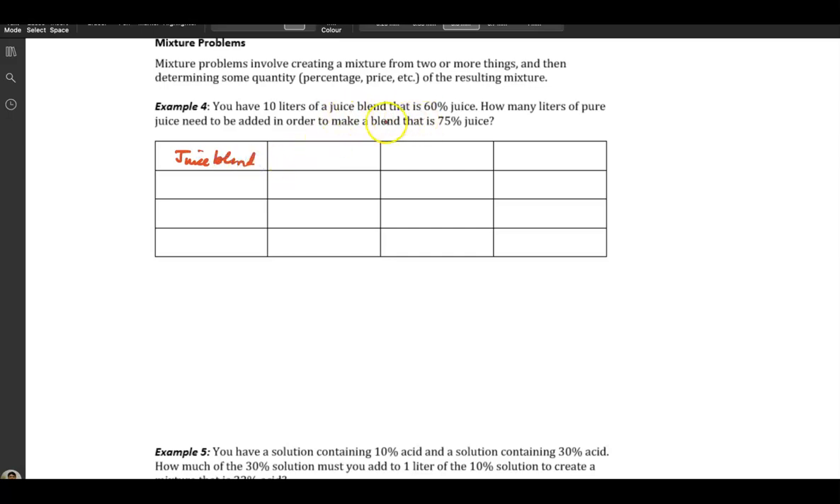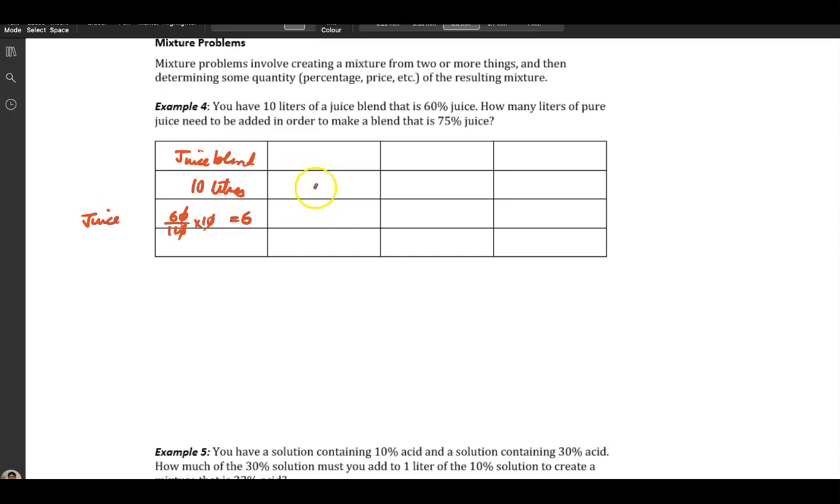Juice blend is there. How much are you having? 10 liters, 60% juice. So how much juice is there? 60% of 10. How much juice is there? 6 liters.